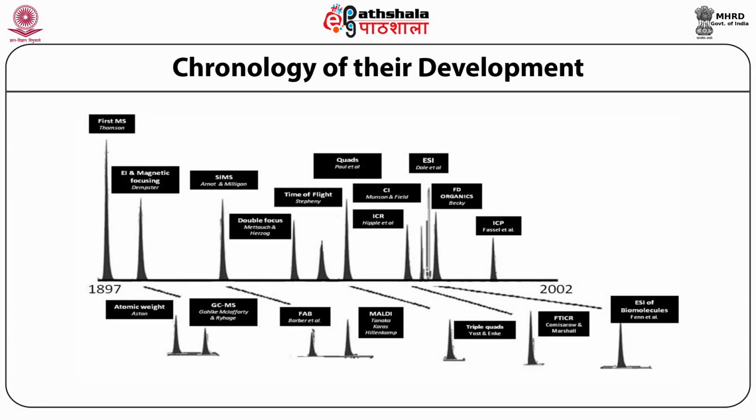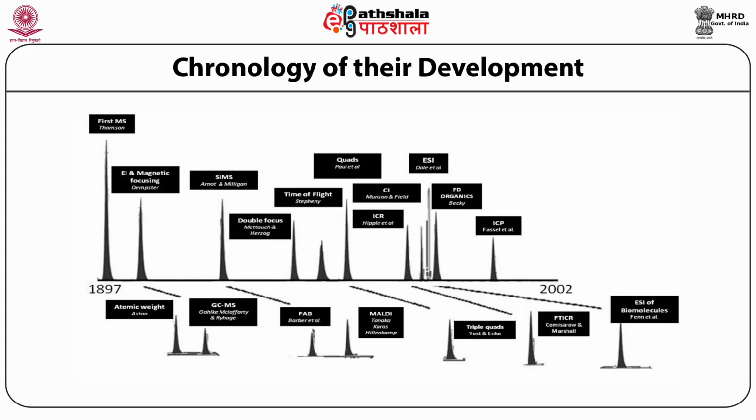This picture shows the chronology of the developments in the mass spectrometer. What you see to the left is the first mass spectrometer in 1897 from J.J. Thomson's experiments. Towards 2000, you see the development of electrospray ionization, triple quadrupoles, MALDI-TOF, and ICP, ESI, all developed. The soft ionization technique, electrospray ionization, has given versatility to the mass spectrometer, where a liquid can be converted into gaseous state and the molecules can be ionized.